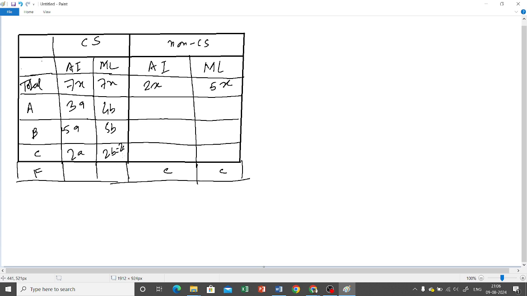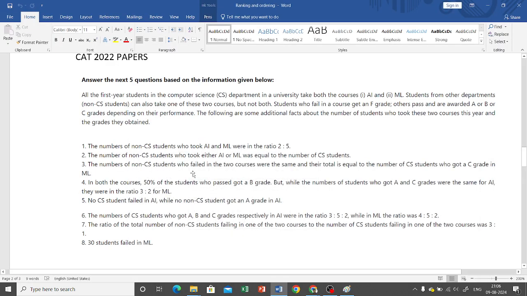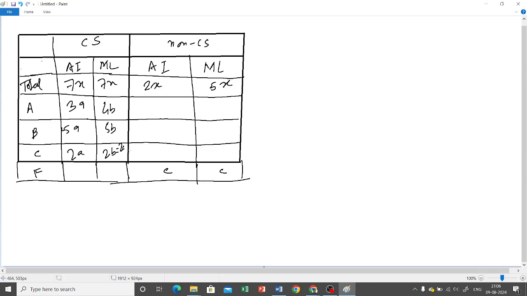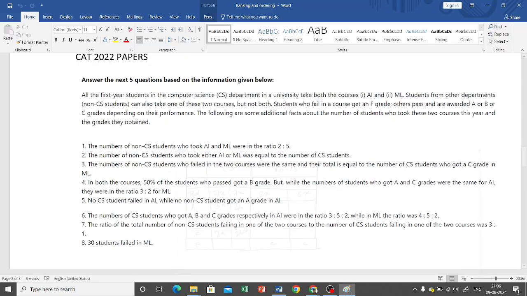Yadri, understood this information? Yes, sir. Okay, so 2B is equal to 2C. This is what we have.